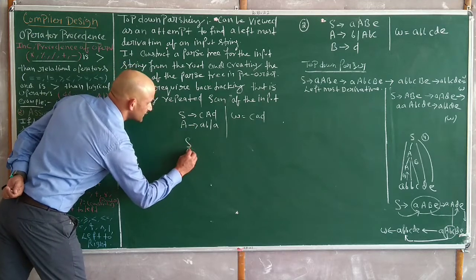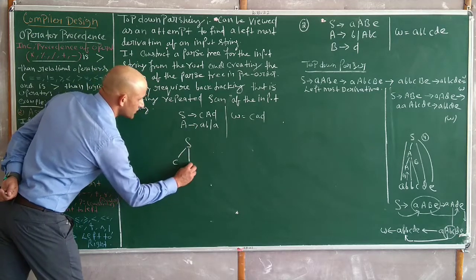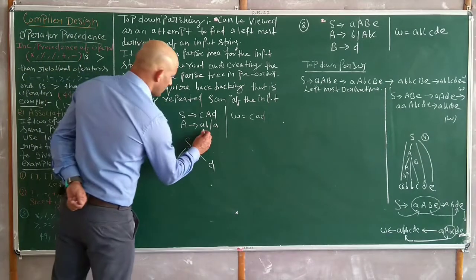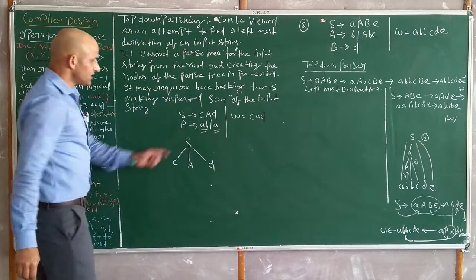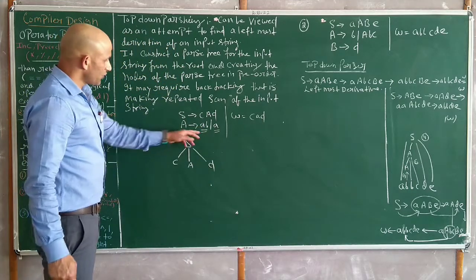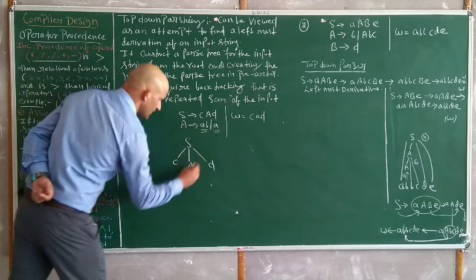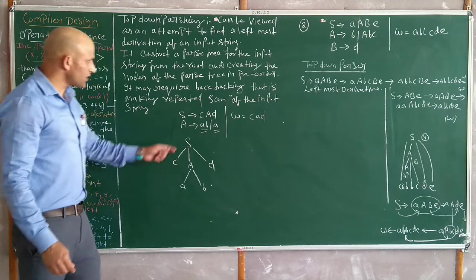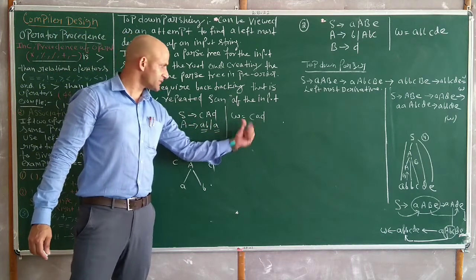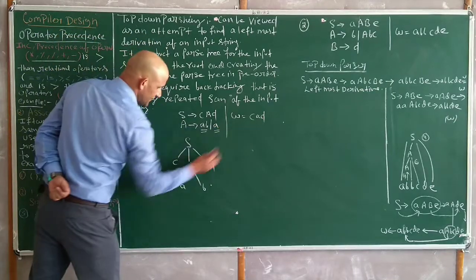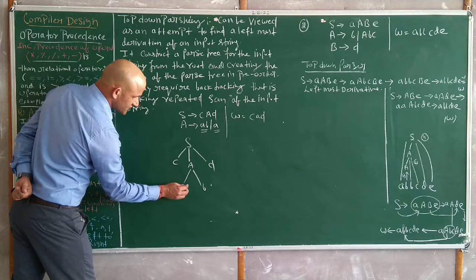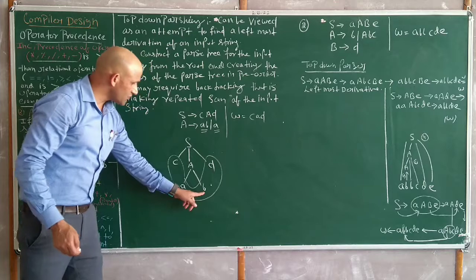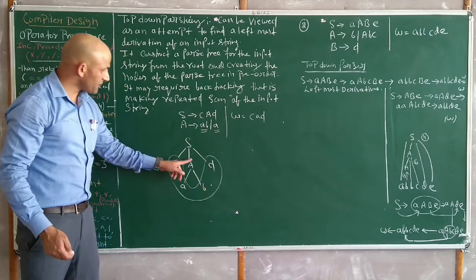So at first you have S, then with the help of S you get CAD. Okay, so now you have two options, either this or this. Suppose you are taking this one, this A and B. But your target is to generate this string, CAD. So you get C, okay, but you have got B, so there is a backtracking.